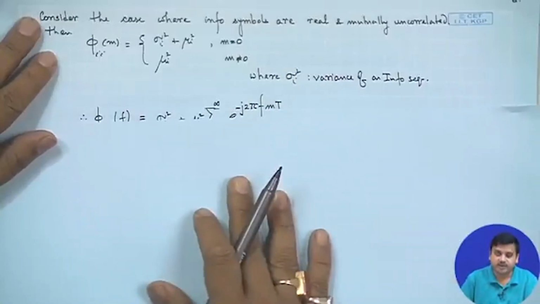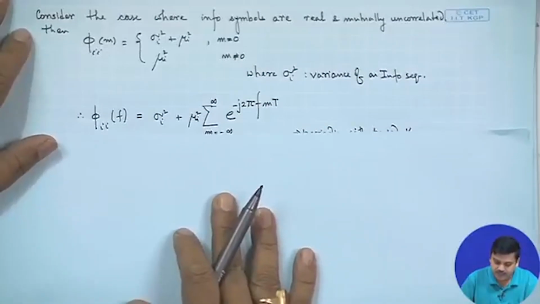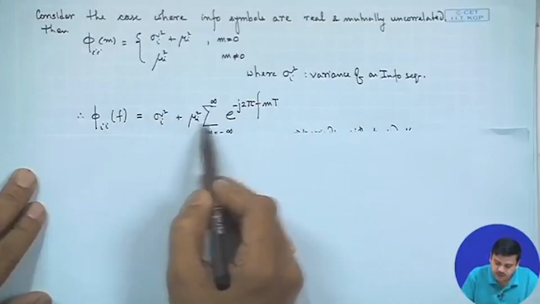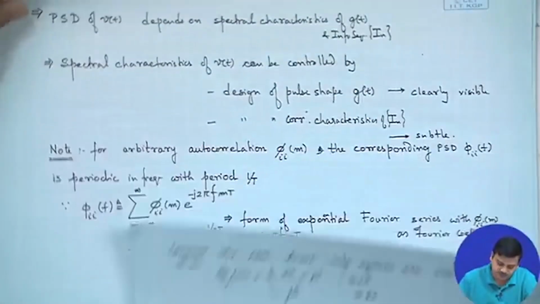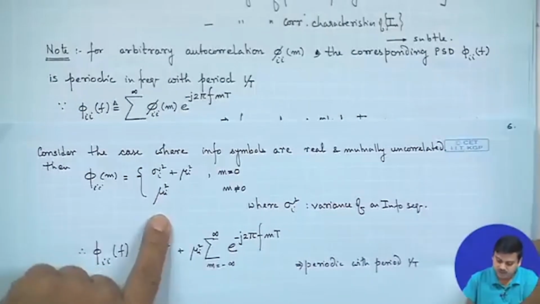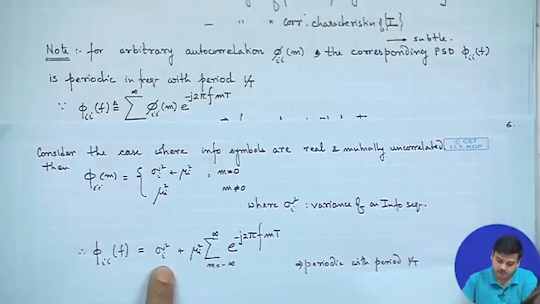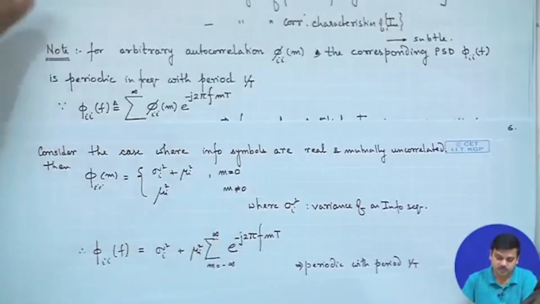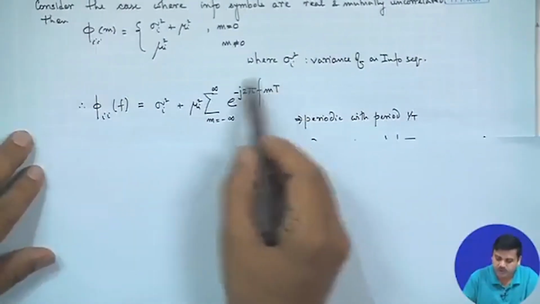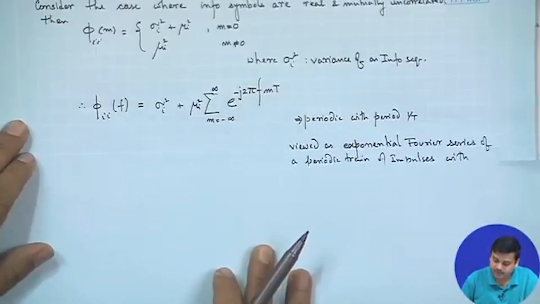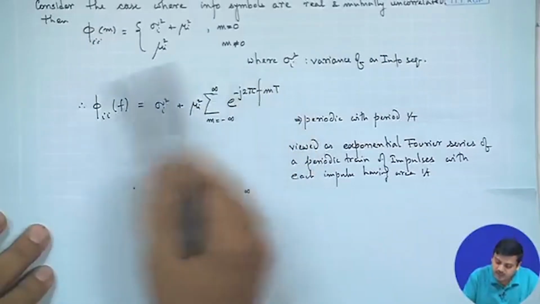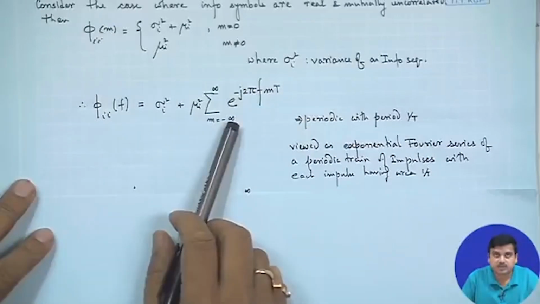Of course, we have said that this is the variance of the information sequence, and therefore, you could write phi_I of f in a form where there is sigma_I squared plus mu_I squared times this term, going by the previous expression. Using this expression, you could write it in this form for m equals 0, and this is for all other terms. Again you will find this is periodic with period 1/T because of the expression e^(j2πfmT), and it can also be viewed as an exponential Fourier series, and this can be viewed as a periodic train of impulses, each having an area 1/T.